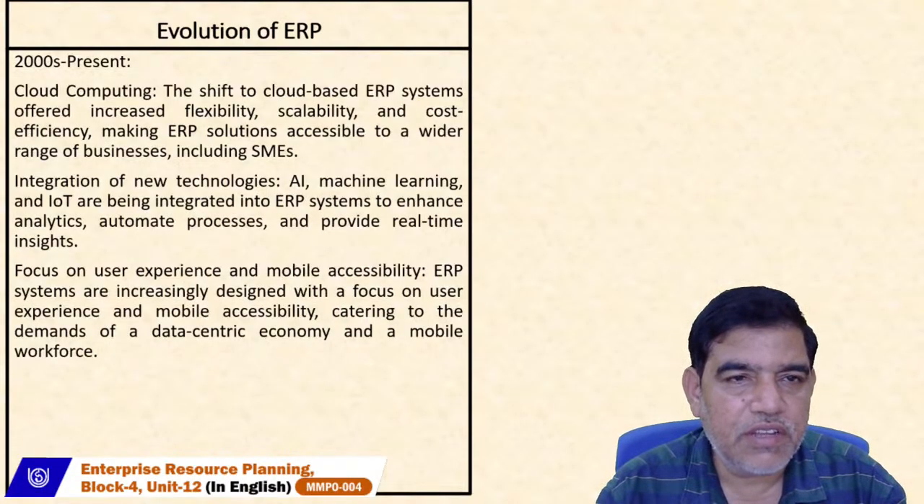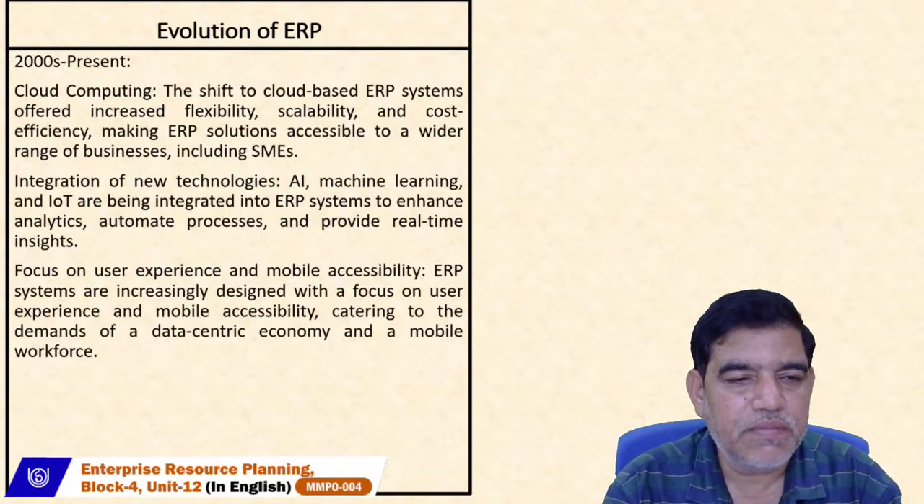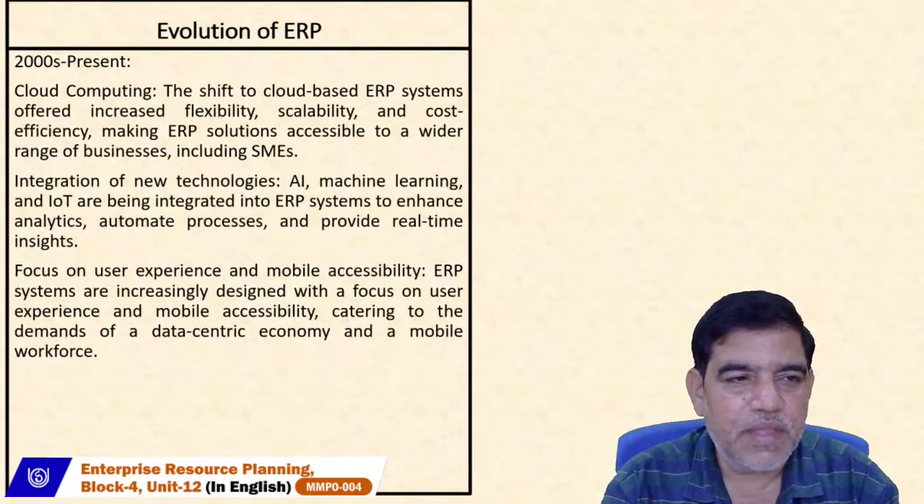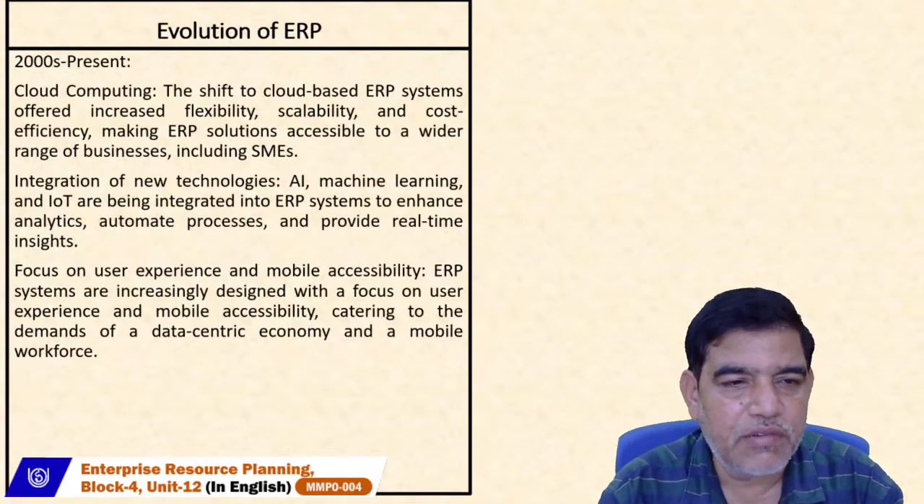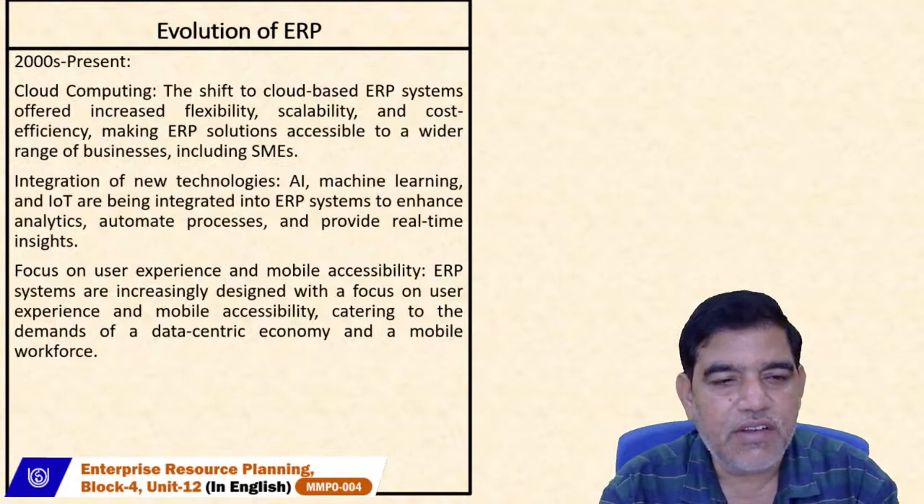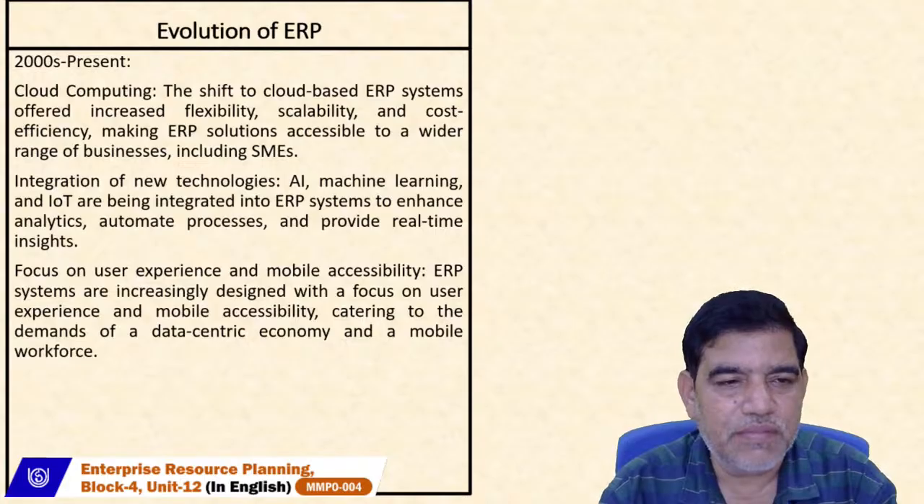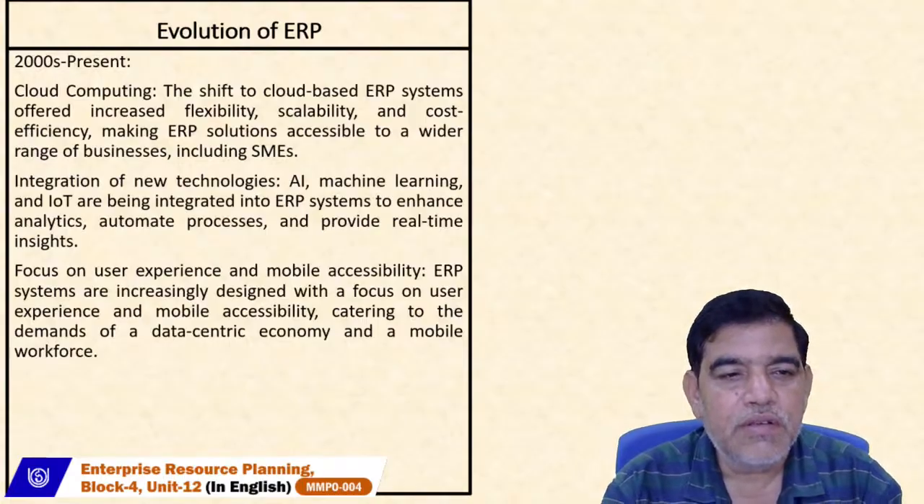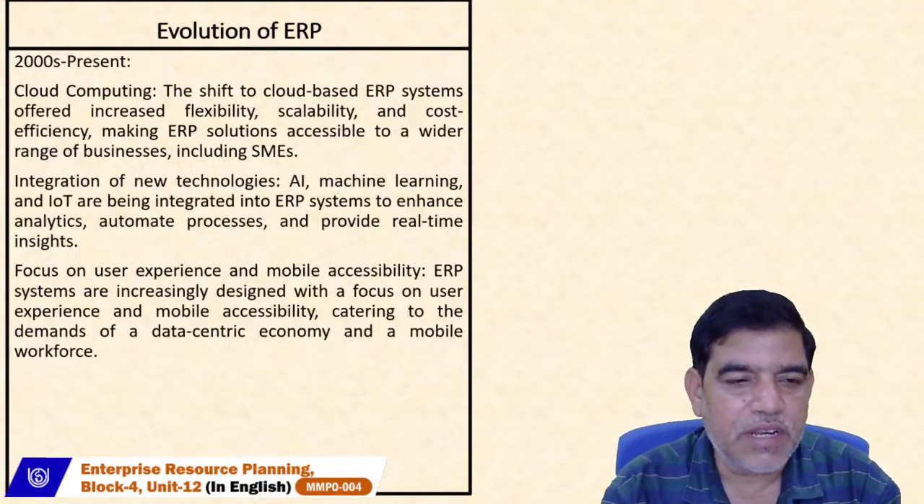So these are the actual evolution of ERP. The first ERP is the MRP1, MRP2, then ERP, and then cloud computing and new technologies, AI, machine learning, IoT are integrated. And the advance of ERP is known as SCM and CRM, supply chain management and customer relationship management. Nowadays, these are the two popular words used in every organization.